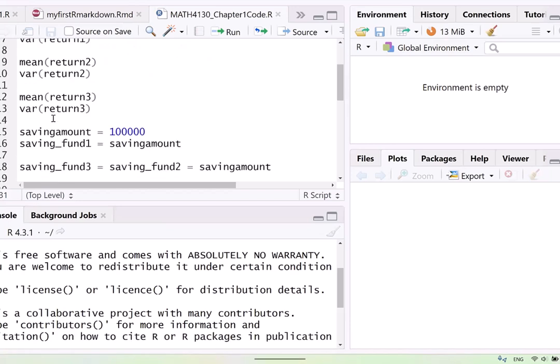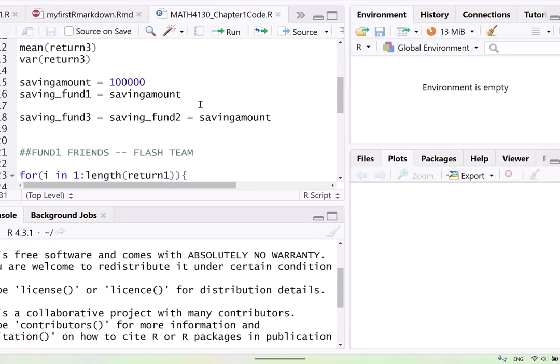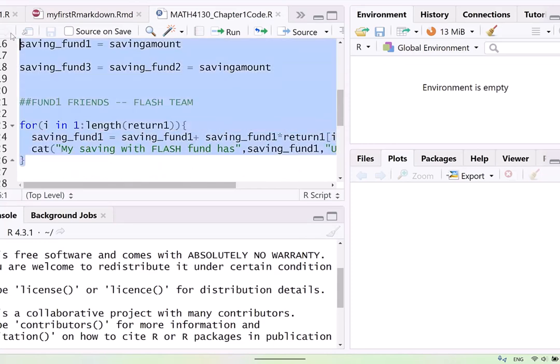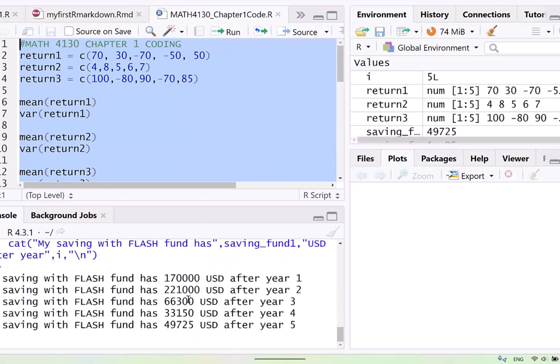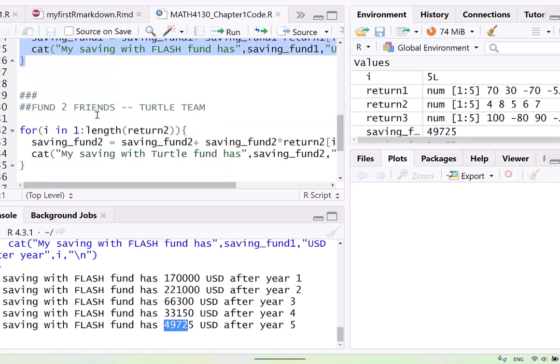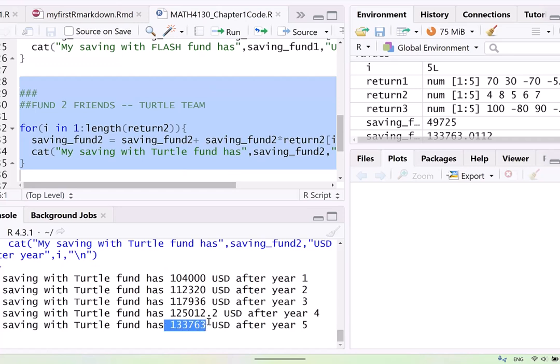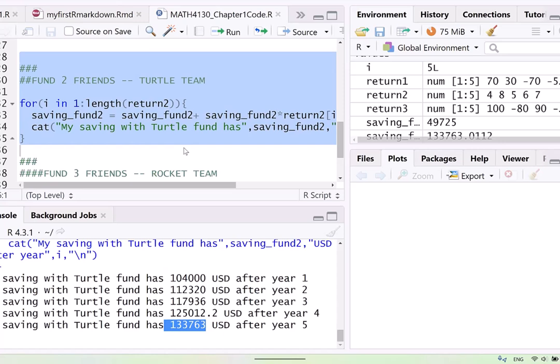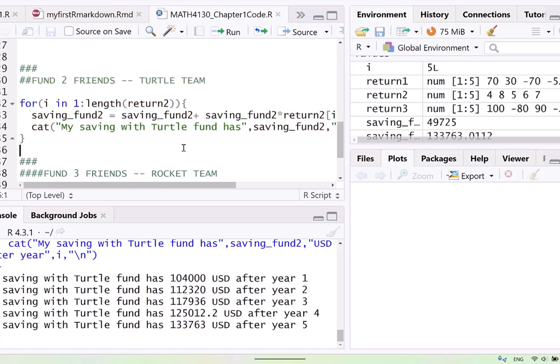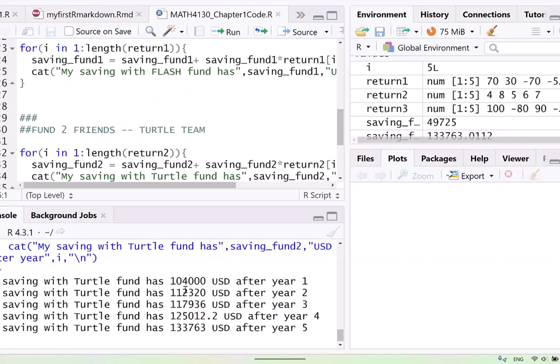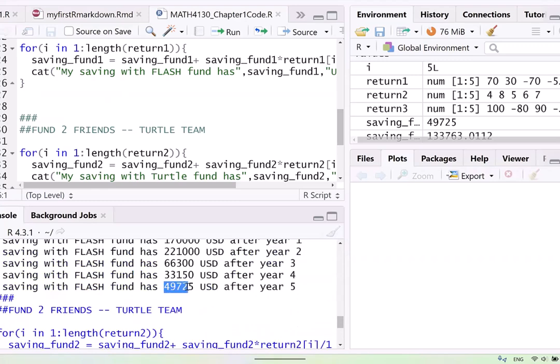So you have a saving amount of $100,000. Say you invest in the flash fund, the first one. After 5 years, what you get is $49,000. If you choose the turtle, after 5 years you get $133,000, and you pay them some fee to manage your money, and you still make about $30,000. So that's good. In the first case you lose money. You don't want to do this kind of investment. You'd better just leave your money in your bank account.